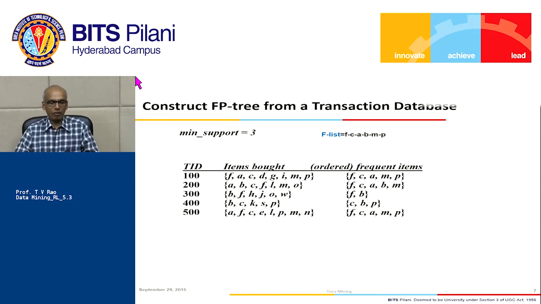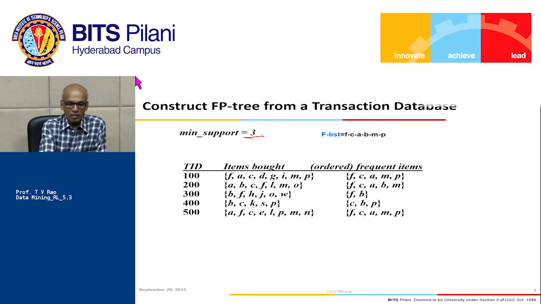Now let's say we have a transaction database with 5 transactions, and these 5 transactions contain the items bought. We have numerous items, so there are possibly 15 distinct items which have been bought. Then we look at the support. We identify that 3 is the minimum support required, and so we are not concerned about the items which are lower than 3.